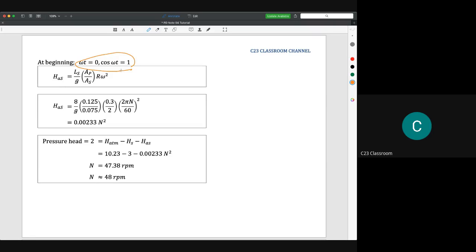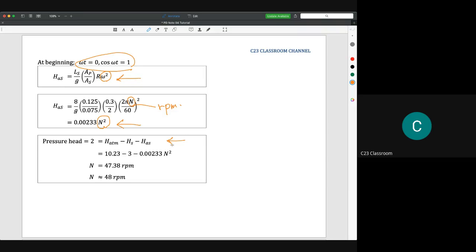And then we know that cos omega t is equal to 1. Now the equation will become like this. So we substitute the value, and we get these terms. When you substitute the value, we replace the value of omega here with 2 pi N over 60. And then we let the value of N here, RPM, remain as unknown variable. So we still have N squared here. And then we substitute in this equation the pressure head at the piston.